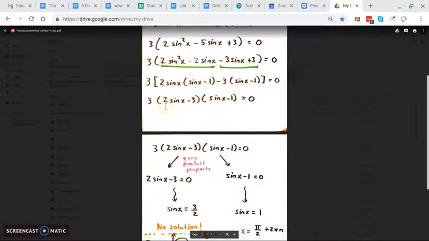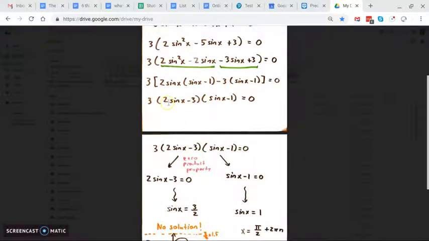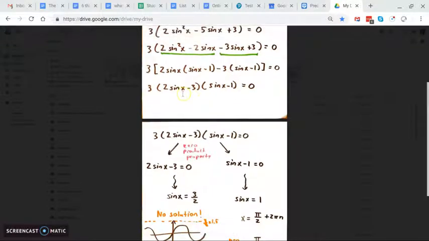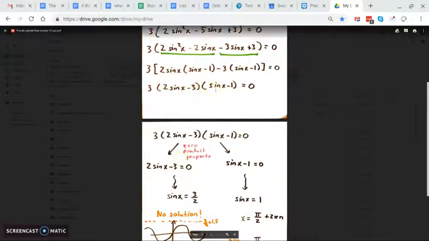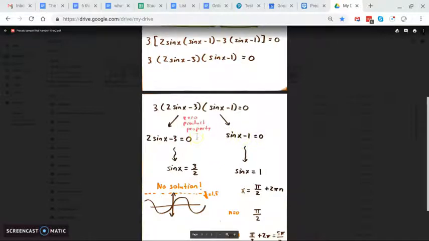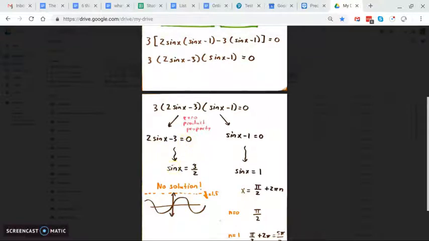Once we have that, we're really good to go, because we can set each factor equal to 0. Now 3 can never be equal to 0, so we don't set it equal to 0, but the other factors, depending on the x we have, might be able to be 0. So we set 2 times sine x minus 3 equal to 0, and sine x minus 1 equal to 0. Then we solve for sine x. Sine x is equal to 3 over 2, after I add 3 and then divide by 2. And over here, I add 1 to both sides to get sine x is equal to 1.